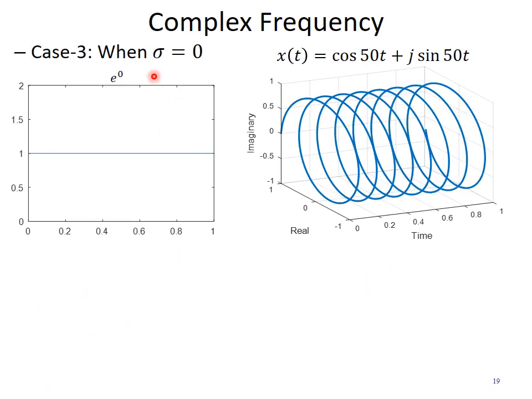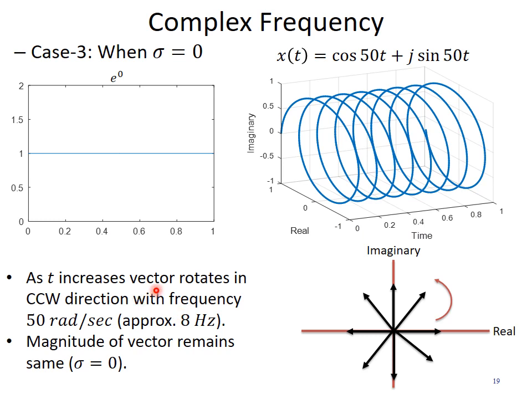Similarly, when sigma is 0, e to the power 0 is simply 1, so it means the magnitude of the complex sinusoid would remain the same throughout time, right? So now you will get 8 rotations per second, but each circle would have the same magnitude as the next one. In that case, when t increases, the vector again rotates at frequency 8 hertz in the counterclockwise direction, but the magnitude of the vector remains the same.